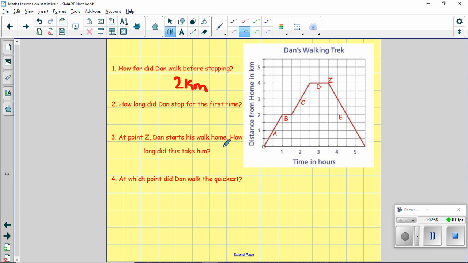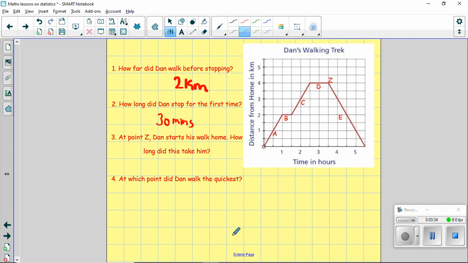The next one, number 2, how long did Dan stop for the first time? So we know he stopped because the graph's not going up, it's just going across, it's just stationary, isn't it? He isn't moving. How long did he stop for? Well, he stopped after 1 hour. He started again after 1.5 hours. So the difference between 1.5 hours and an hour is 30 minutes or half an hour. So he stopped for 30 minutes. Obviously, you can write this a lot quicker. Fill in the information in your mind, that's much quicker than I can do it like this.